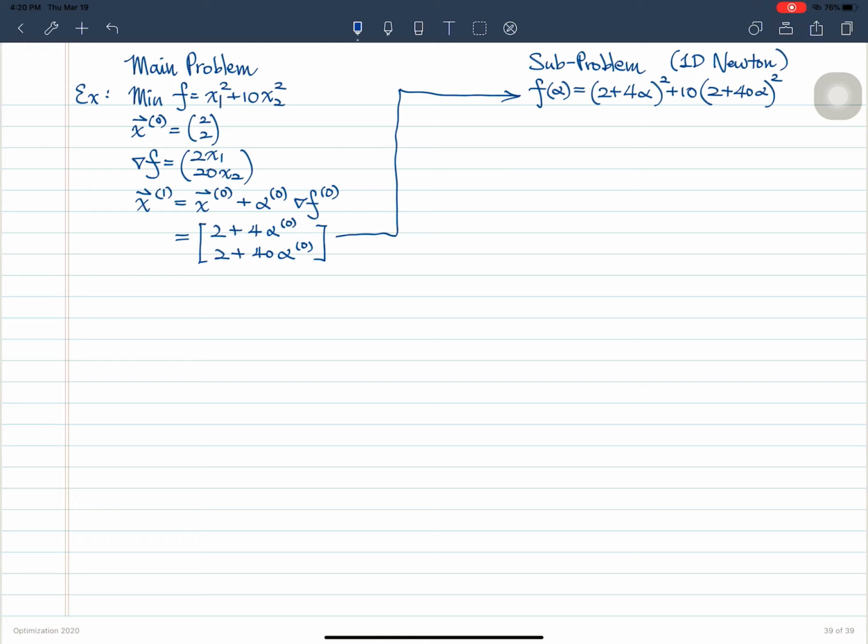So for 1D Newton, did I make a mistake? Maybe alpha is negative, minus alpha gradient. Negative? Yeah. Yeah. I was wrong. Sorry.